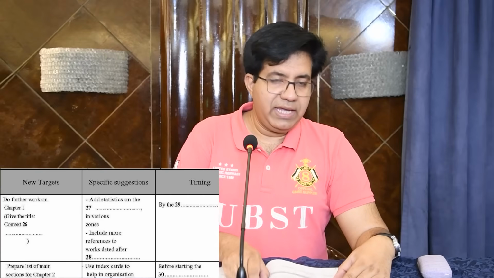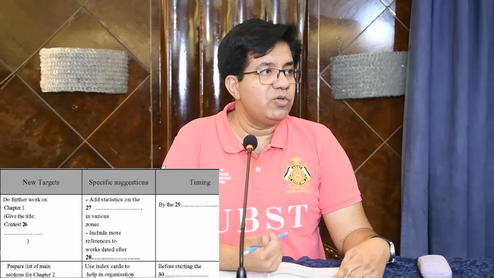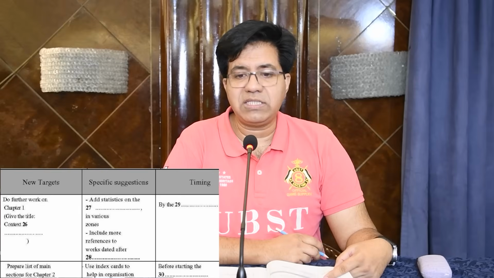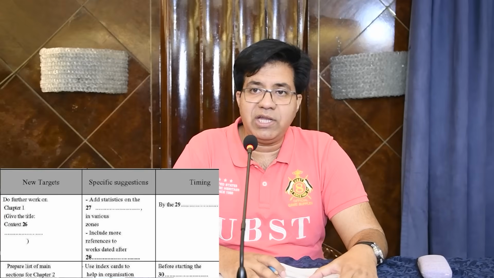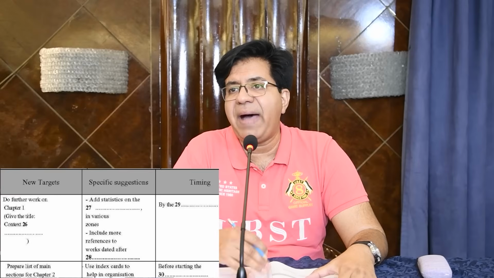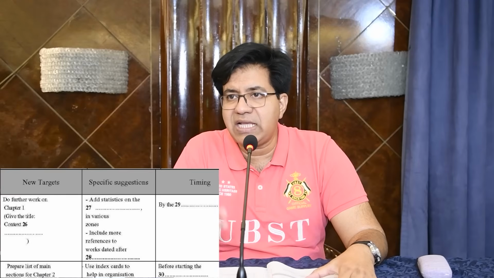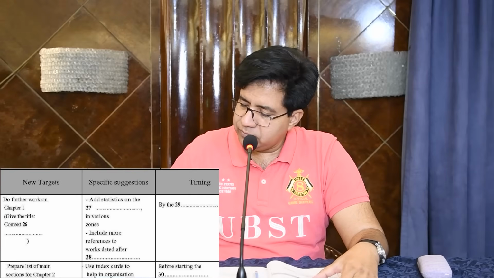Exactly. Okay, context, review. Context is already written, so you will write review. It's the title. Given the title, context, review. So answer is review. Question number 27. Add statistics on the dash. Now statistics, that is numbers. For on, they may use the word about. Add some statistics about dash in various zones.